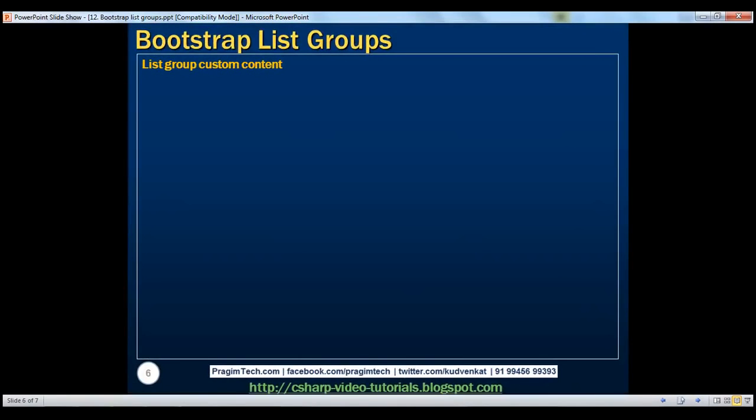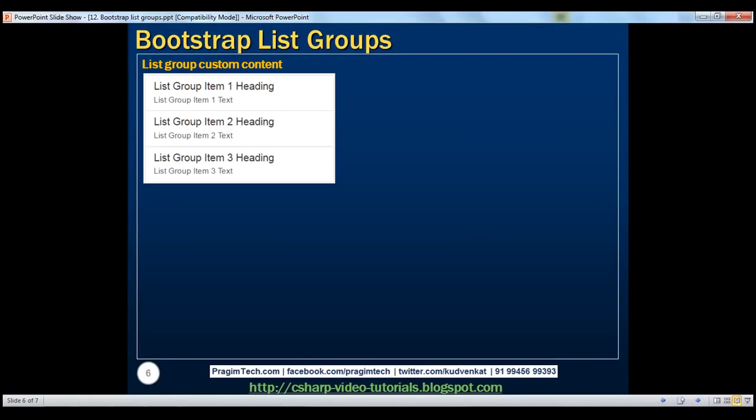Let's now discuss creating list groups with custom content. When creating list groups with custom content, we can use nearly any HTML we want. I'm going to make use of these three Bootstrap classes: list-group-item, list-group-item-heading, and list-group-item-text. Notice within the list group that we have here, we've got three list group items.